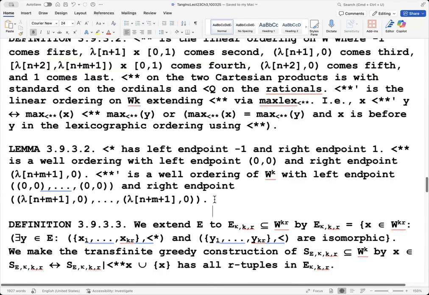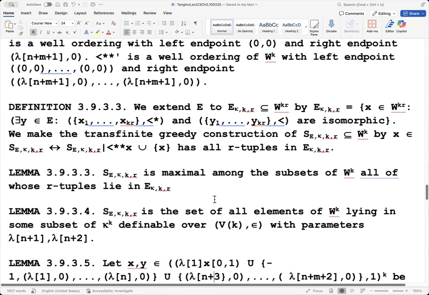Okay. And now we extend E as we did before. We lift the order invariant set to the transfinite as we did before. And then we make the same transfinite greedy construction based on double star. Of course, we have a new double star. I told you I was reusing less than double star. I was reusing the same letters, but with different meaning. Okay. And then we argue as before that this is maximal because greedy is much stronger than maximal.